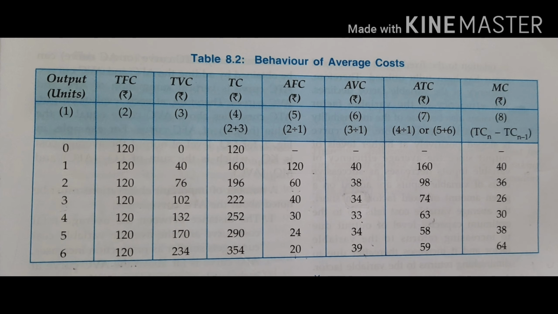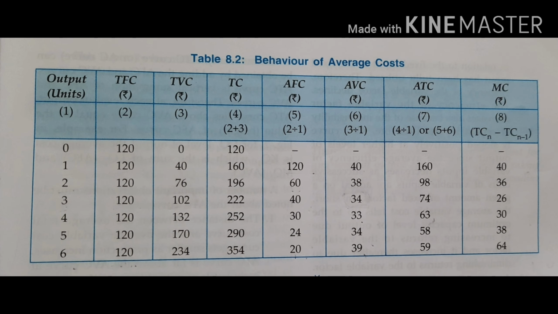You can also see the schedule shown in the slide, which is an expansion of the previous one where you saw the total cost curves. Now you can see the average cost curves columns also: average fixed cost, average variable cost, and average total cost, and also the marginal cost curve. We will be seeing them one by one. The first is the average fixed cost curve.